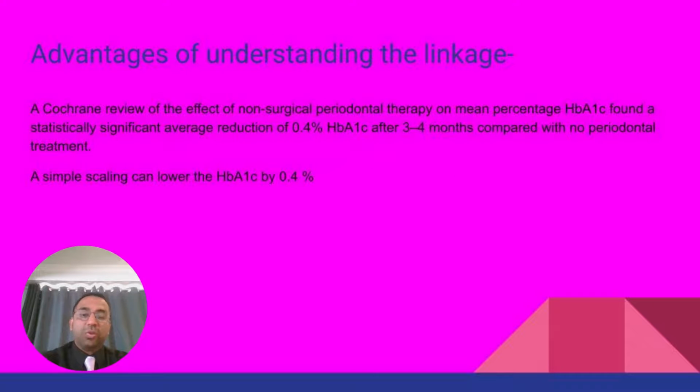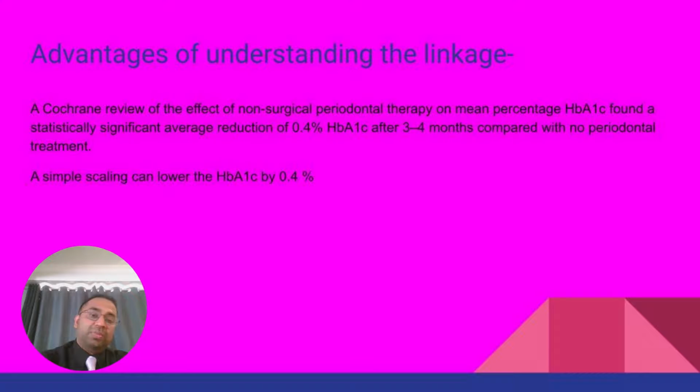So, what are the advantages of understanding the linkage between periodontitis and diabetes, a systemic connection? The first advantage is that a study I found clearly revealed that a client who underwent scaling had his HbA1c reduced by 0.4%. Isn't that magnificent, reducing HbA1c?